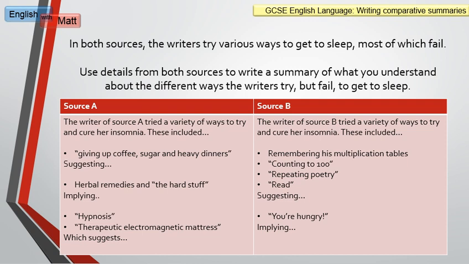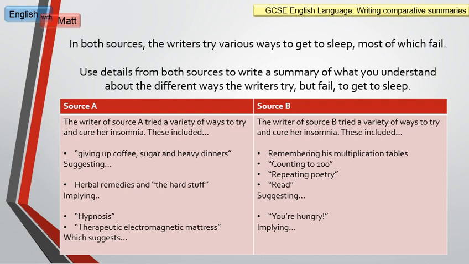So what you're asking yourself is, what does this mean? If she's given up coffee, sugar and heavy dinners in source A, what does that mean? Why those foodstuffs? What is she trying to do by giving up those foods and drinks, those beverages? If she's gone to the hard stuff, or herbal remedies, or hypnosis, or she's got a new mattress, what does that suggest she's trying to do?